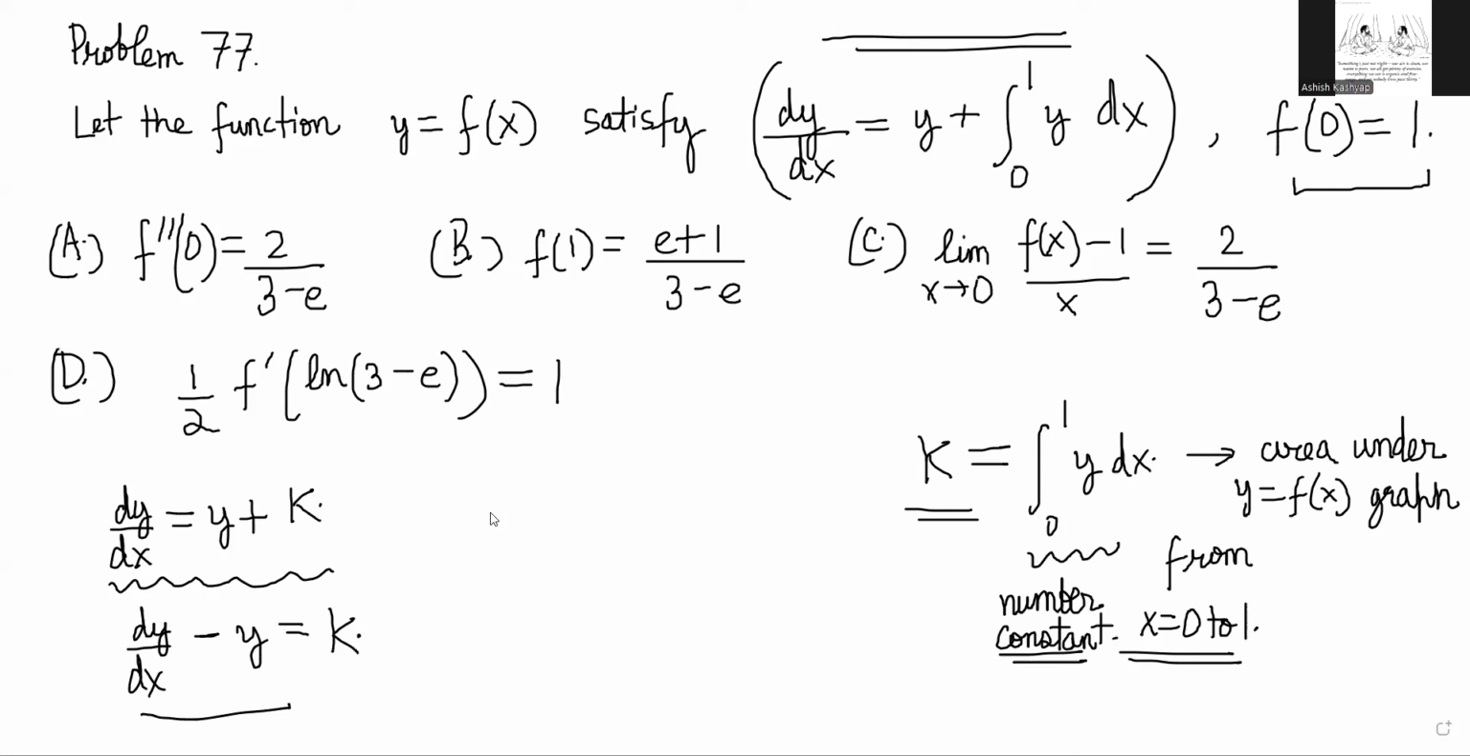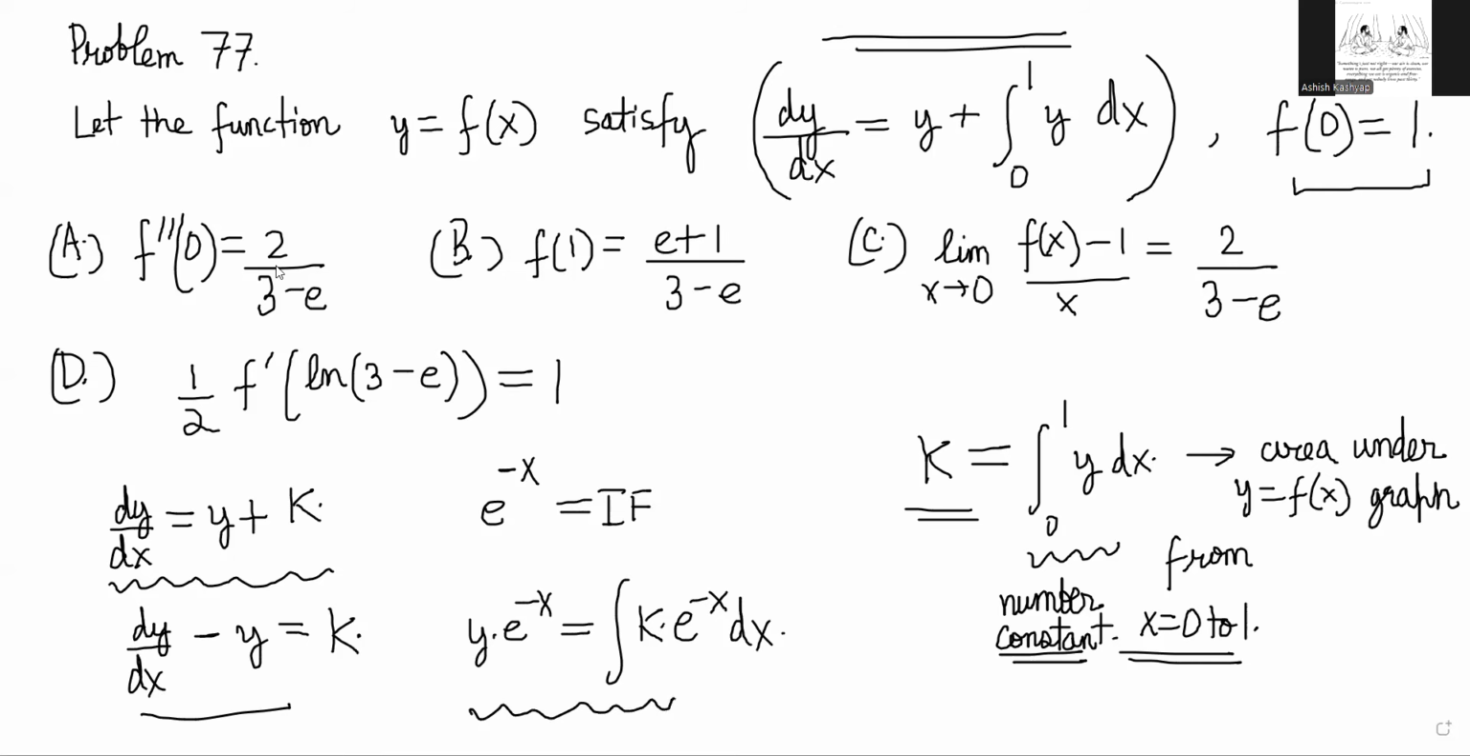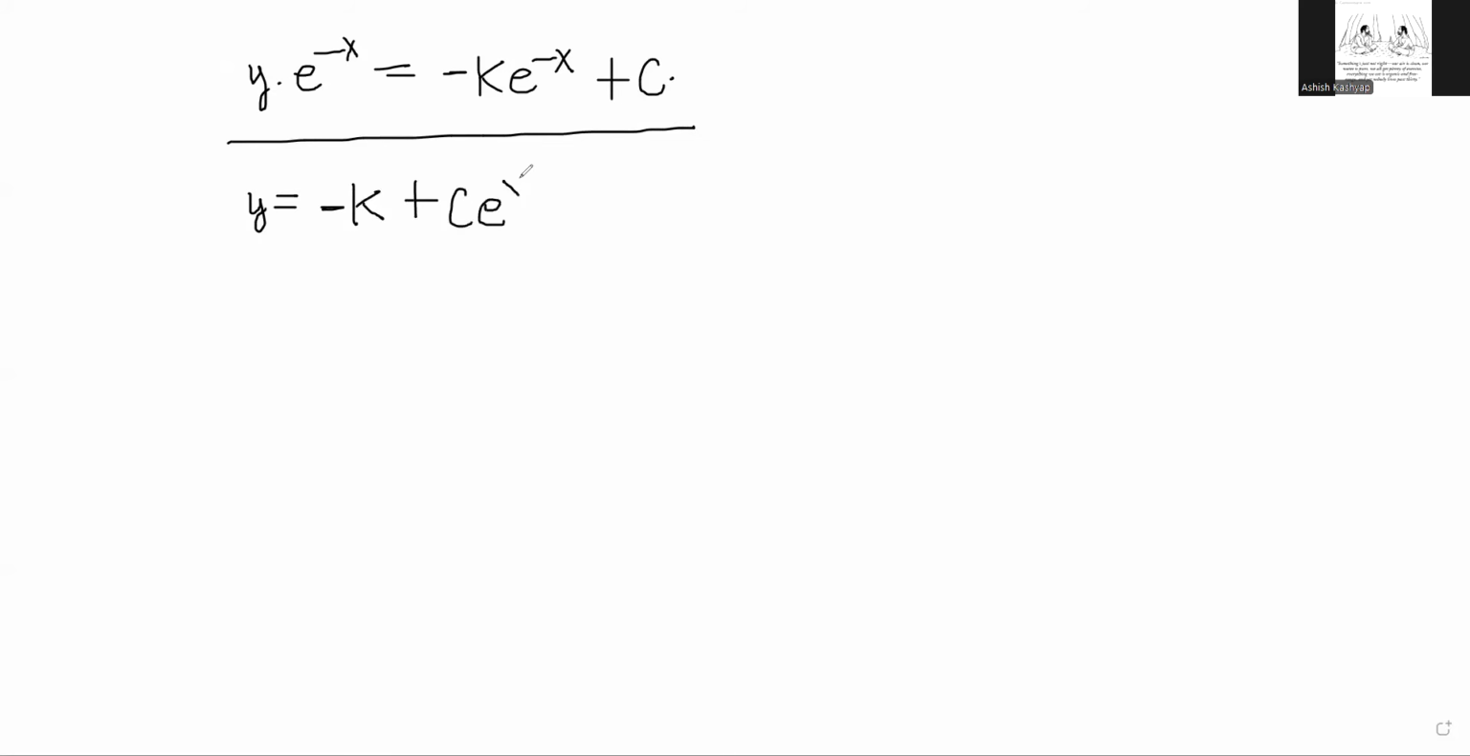The integrating factor of this is e power minus x. This is my IF, and the solution for this will be y into e power minus x is equal to integral of k into e power minus x dx, right? So the solution for this will become y into e power minus x is equal to minus k into e power minus x plus c, right? And therefore y should become minus k plus c into e power x, right? So this is becoming my function.